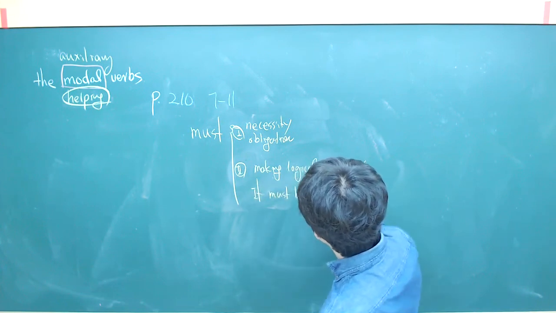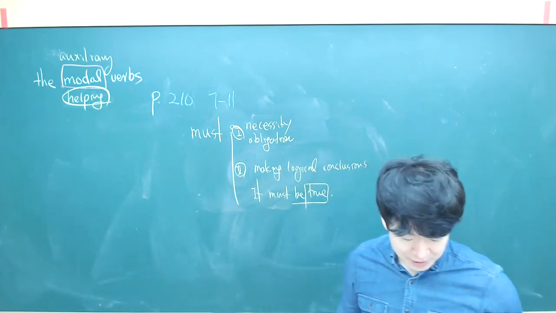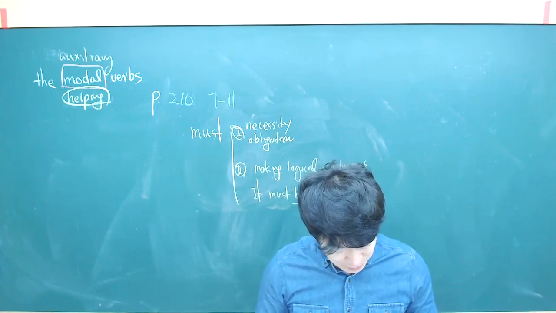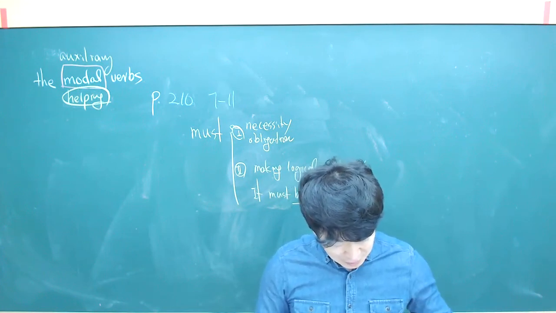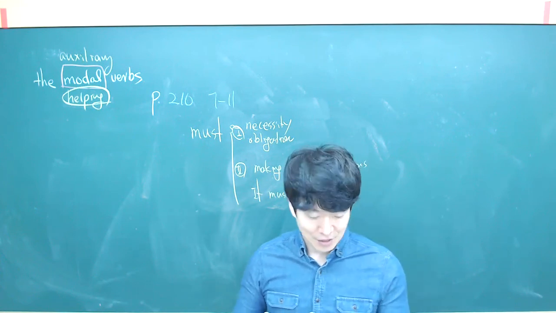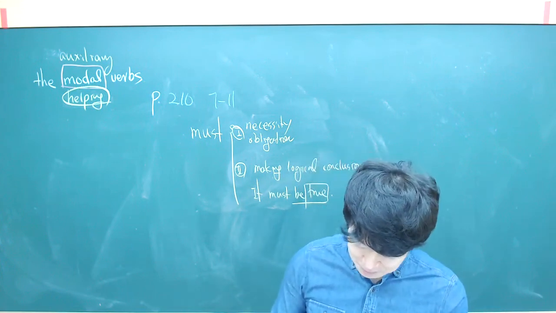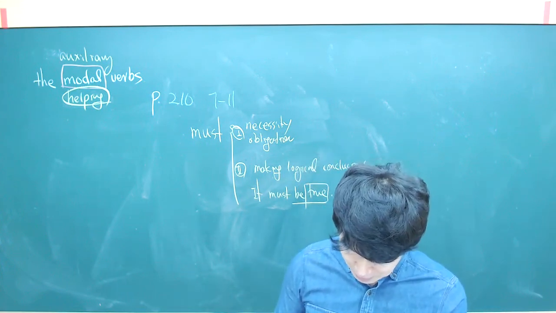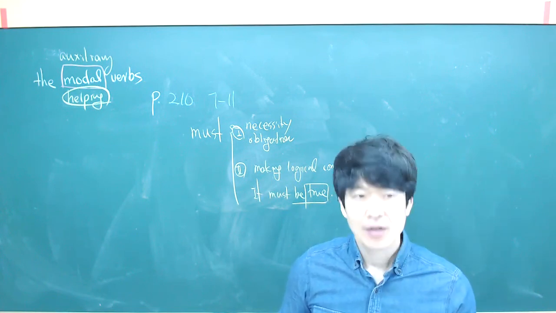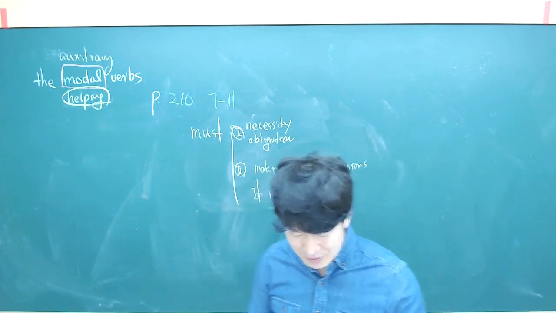It must be true. Oh, Nancy is yawning. She must be sleepy. Logical conclusions. Amy plays tennis every day. She must like to play tennis. Yes, logical conclusions. You can practice yourself using plenty of questions in your textbook. Let's move on to 7-12, giving instructions, imperative sentences.